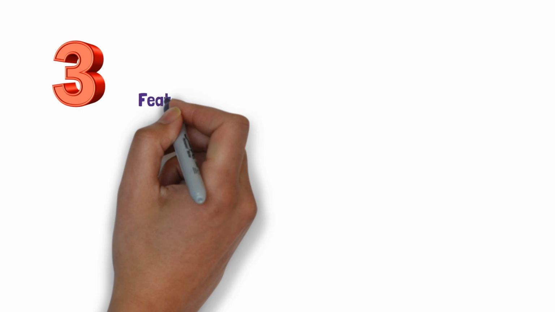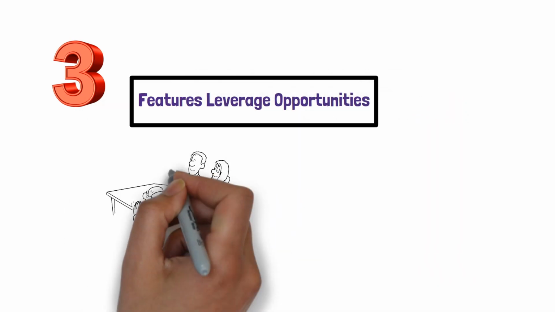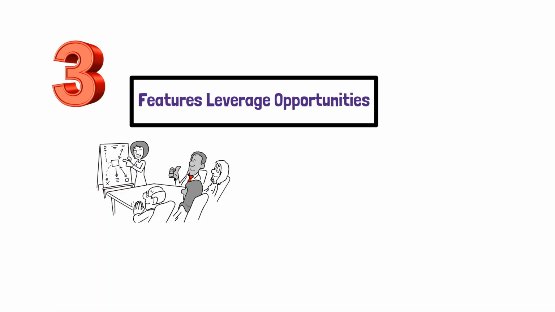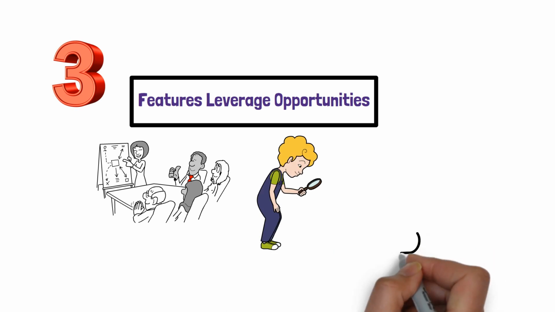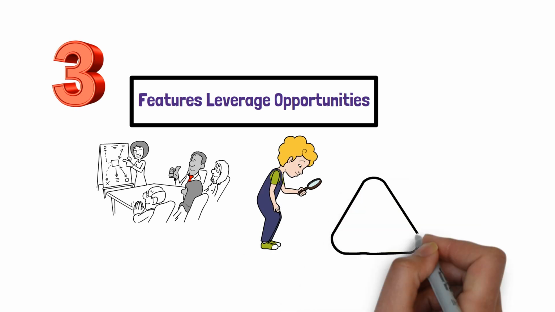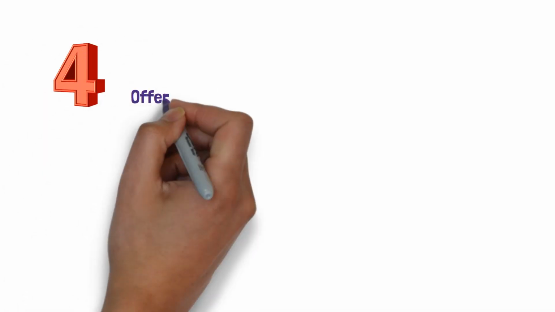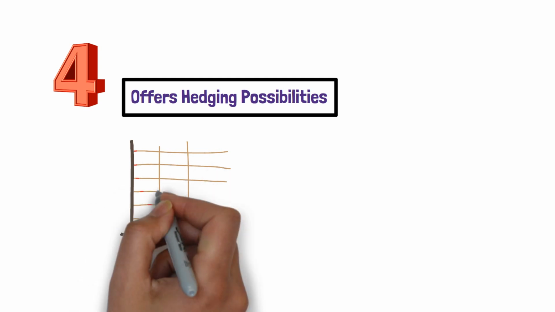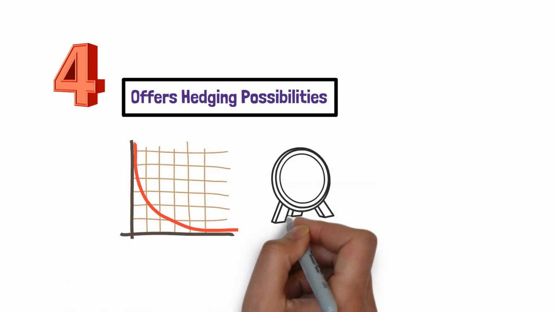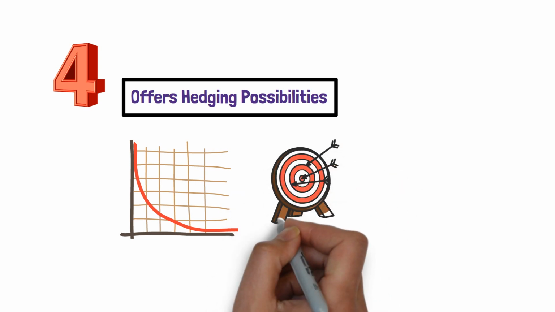Thirdly, they feature leverage opportunities. Perpetual protocols often offer leverage, enabling traders to access a larger trading position with a smaller initial investment. Leverage can amplify profits, but it's essential to exercise caution as it also magnifies potential losses. Fourth, they offer hedging possibilities. Traders can use perpetual swaps to hedge their existing positions, reducing their exposure to market volatility. This hedging strategy is particularly useful in uncertain market conditions.